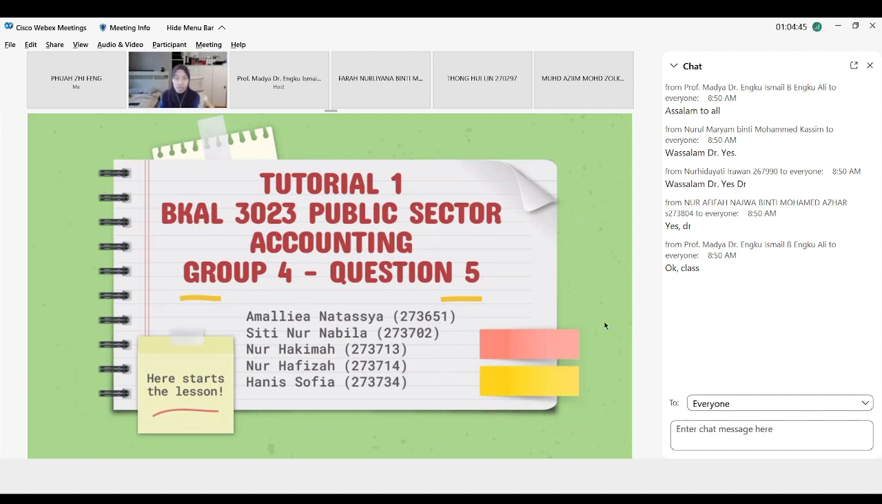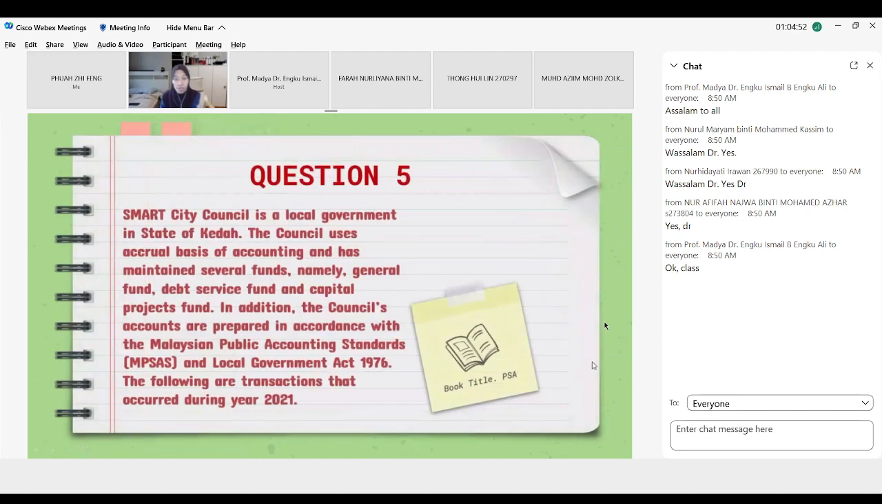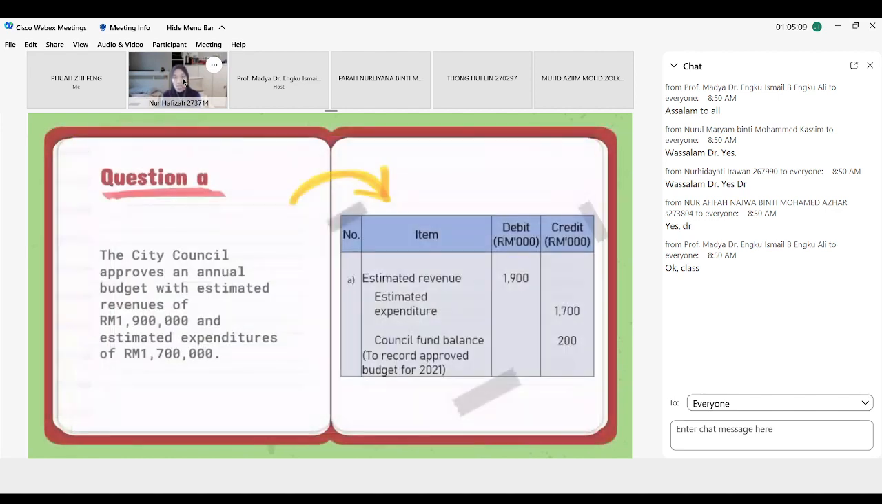So for question 5, it's about preparing relevant journal entries for the transactions of Smart City Council, which is a local government in the state of Kedah for the year 2021. The City Council uses the accrual basis of accounting, and its accounts are prepared in accordance with the Malaysian Public Accounting Standards. So let us look at the first transaction, which is about the City Council approving an annual budget.